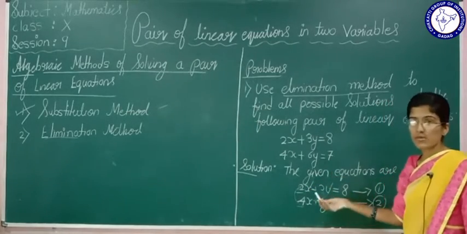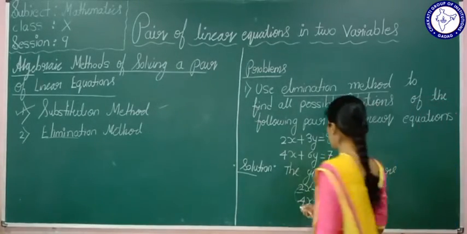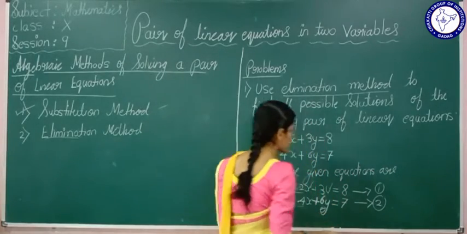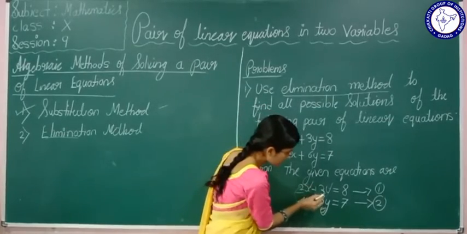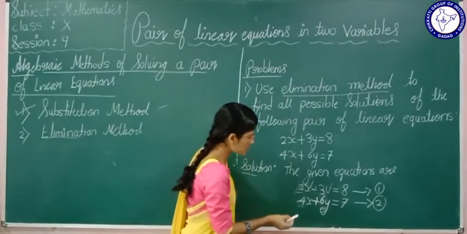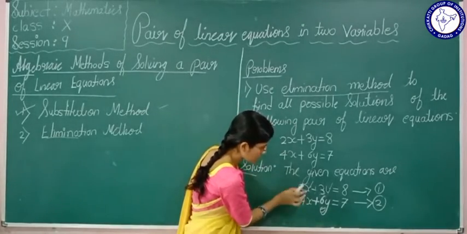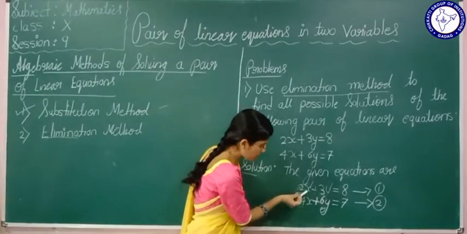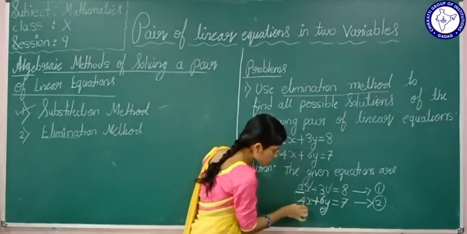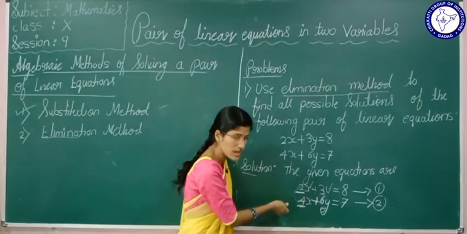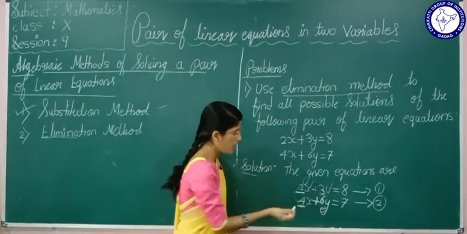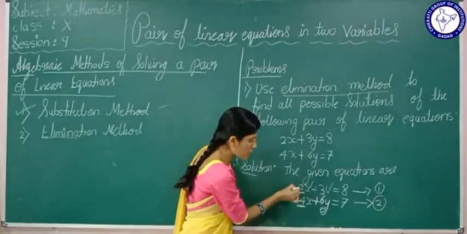Suppose some students want to eliminate y, then its coefficients should be the same. I will show both ways. First see, suppose I want to eliminate x. My intention is to eliminate x. To eliminate x, these two numbers should be the same. Here the numbers are not the same, so we have to make them the same. How? By multiplying equation 1 by 2.